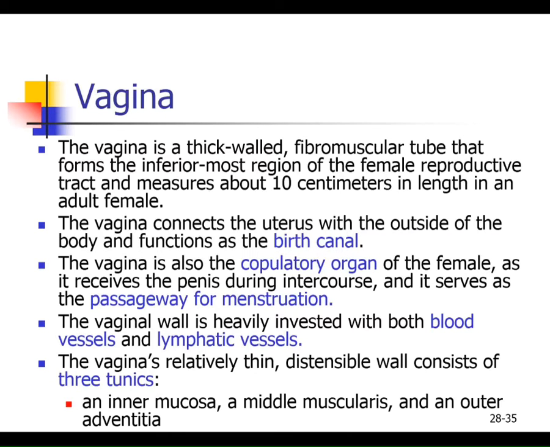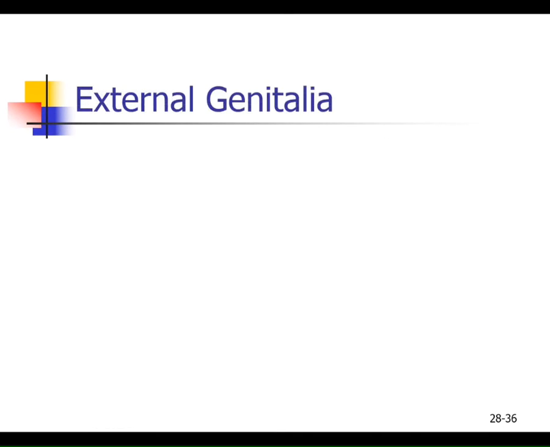There are 3 layers to the vagina. Mucosa, the same layers that were in the ureter. Okay, we've got the mucosa, we've got the muscularis, and then the outer layer, the adventitia. Remember that the vagina is outside of the abdominopelvic cavity, so it doesn't have a serous membrane around the outside. It has instead an adventitia.